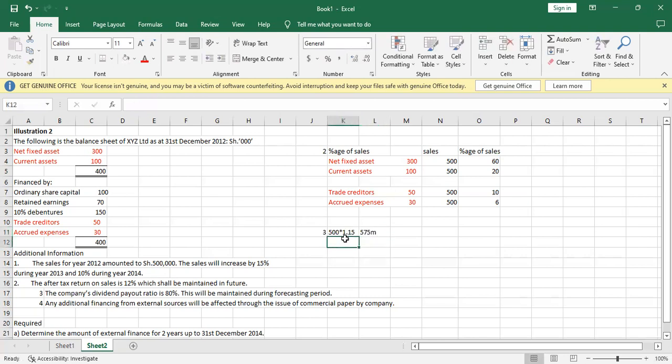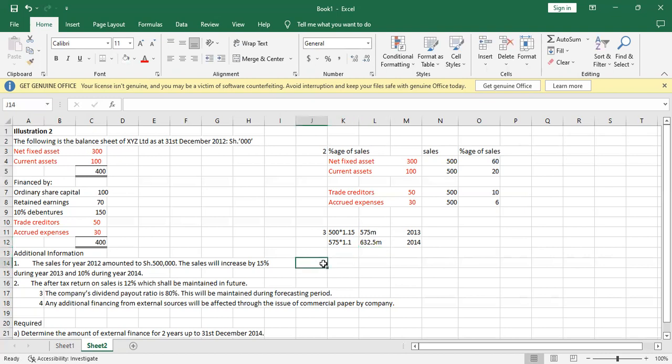And then the second one is on the sales for 2014. So the sales for 2014 is increasing by 10%. So this will be my base year. So this is my 2013. So for the 2014, it will be 575 multiplied by 1.1. They are increasing by 10%. So that will be 632.5 million. So that is my step number 3.